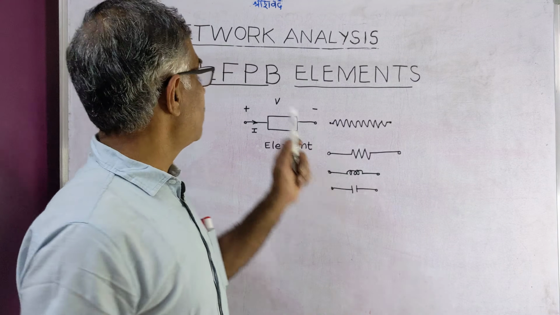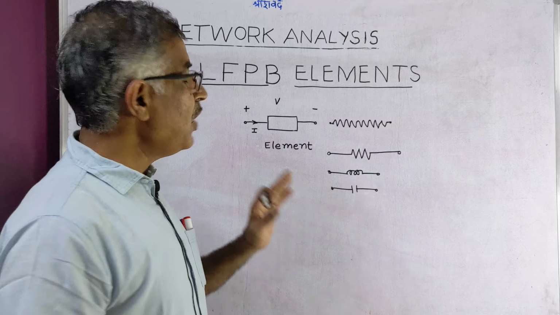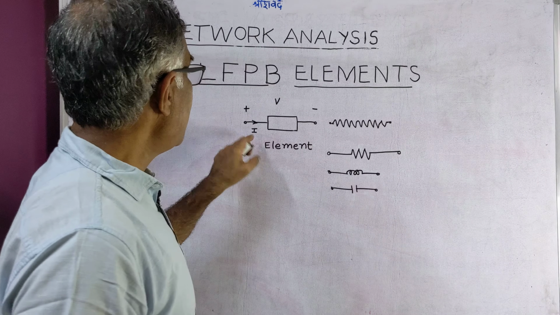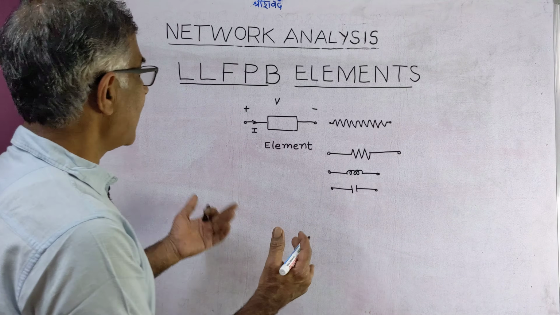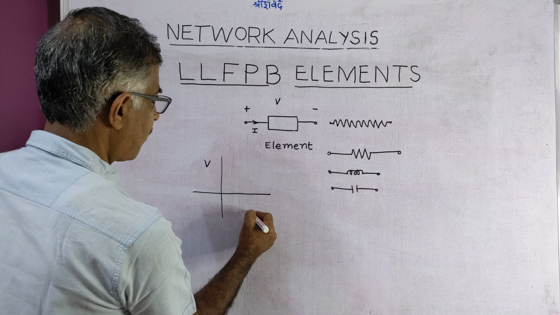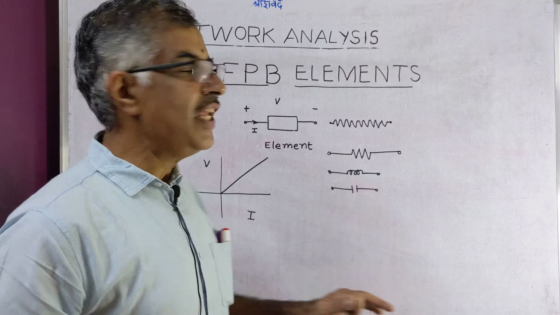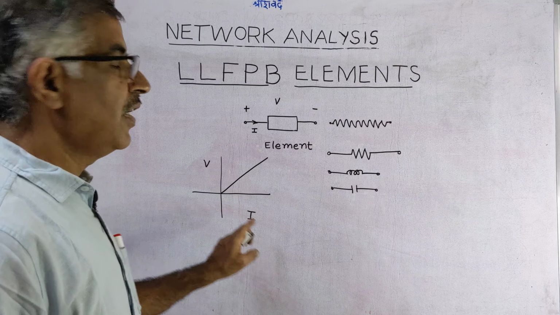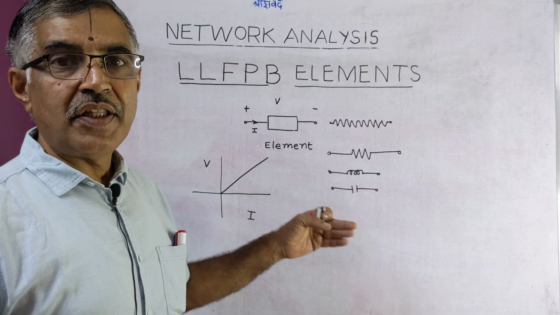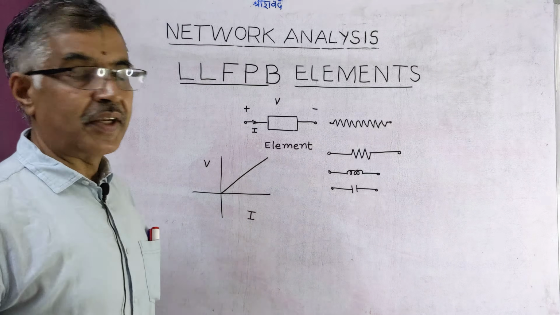Now, we shall go to the next item, linear. What is a linear element? When do you say an element is linear? V is the voltage between the terminals, I is the current through the terminals. What exactly is the relationship between V and I? If the V and I relationship is a straight line, then it is said to be a linear element. So for a linear element, the relationship between V and I is proportional. For a proportional current change, there is a proportional voltage change. This is said to be a linear element.